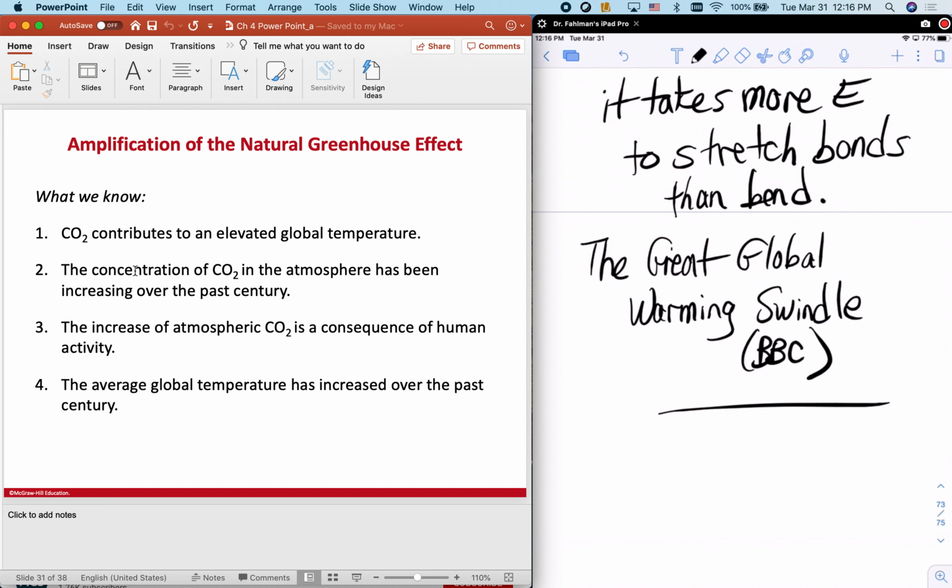So this is what we know: that CO2 contributes to global temperature, that the concentration of CO2 has been increasing over the past century, and that it is a consequence of human activity. If it's going up, there's no other reason why it would be going up other than us putting it there, right? So it's not a natural cycle of anything.